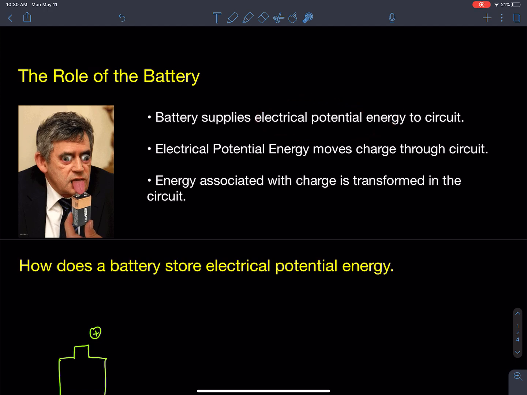In addition, it creates an electric field to move charge through a circuit. The electrical potential energy moves the charge through the circuit. It gives it that driving force to push the charge around the circuit. And the energy associated with the charge is transformed in the circuit. It can be transformed into heat, light, movement, and we'll see that later on.